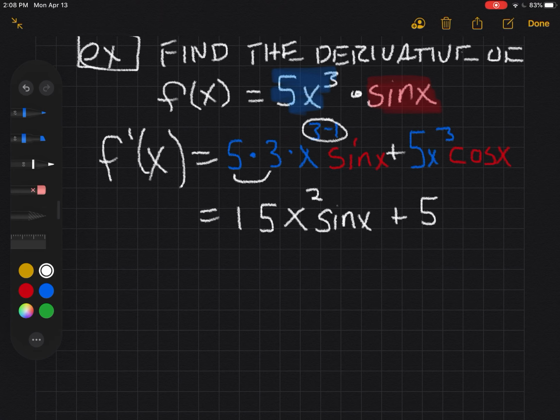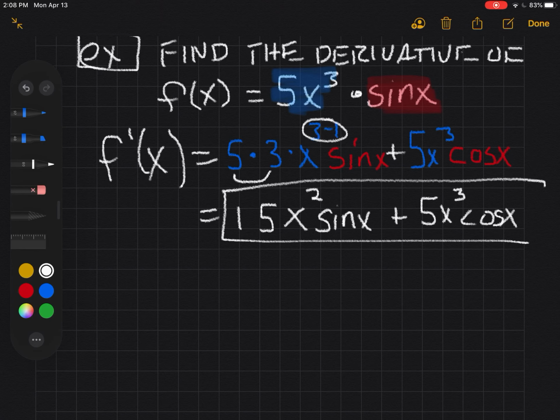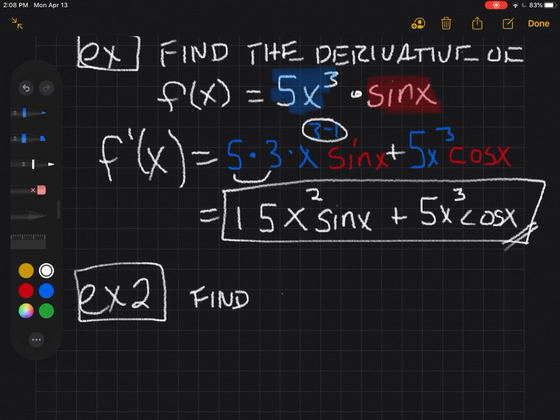And we'll just simplify this a little bit and clean it up. So the product of 5 and 3 gives me 15x. 3 minus 1 is squared. Then we have sine of x plus 5x cubed cosine of x. And that's my final answer. So that's an example where we take the derivative of a trig function, and we had to also use the product rule. Let's go on to example 2.